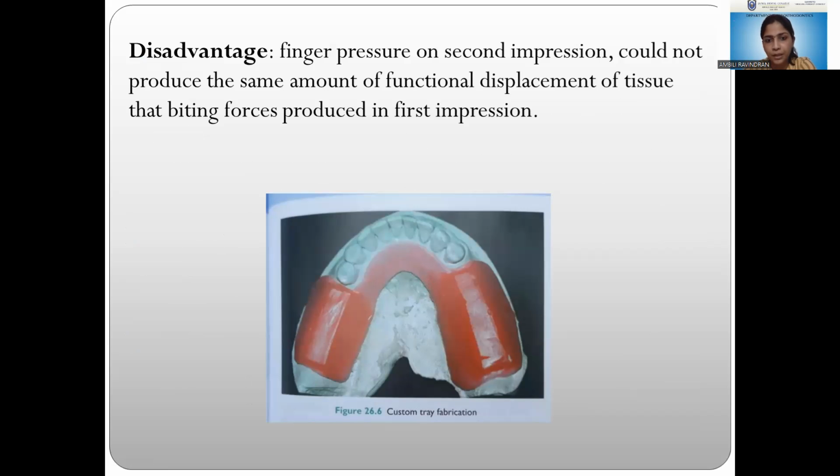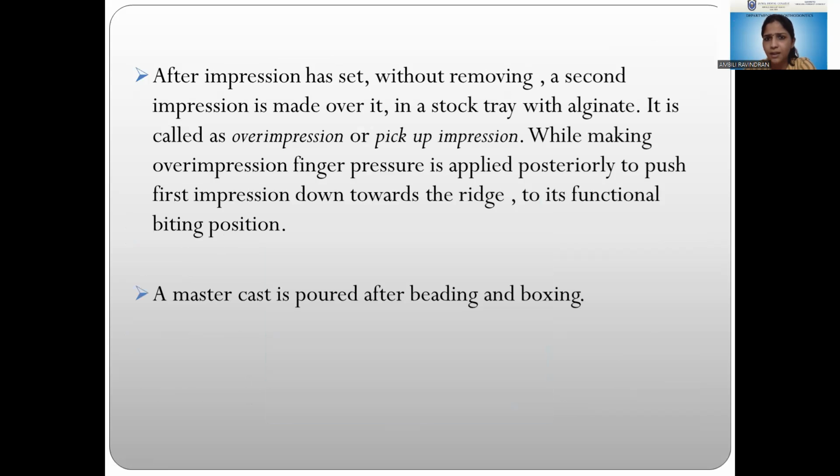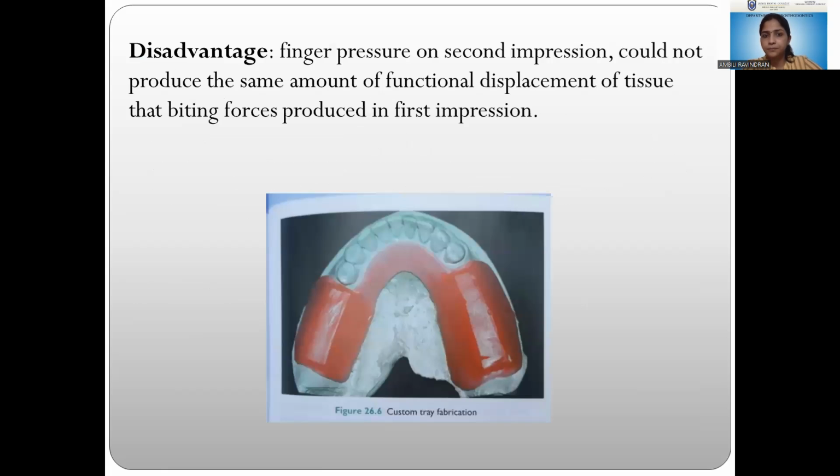First impression is made. After that, once the material is set, without removing the primary or first impression, we will take a pickup impression with a stock tray with alginate in it. A finger pressure will be applied on the posterior region to push the first impression toward the ridge to its functional biting position. The master cast is poured after beading and boxing.